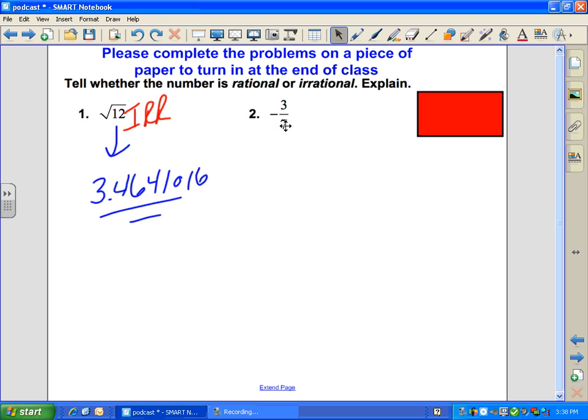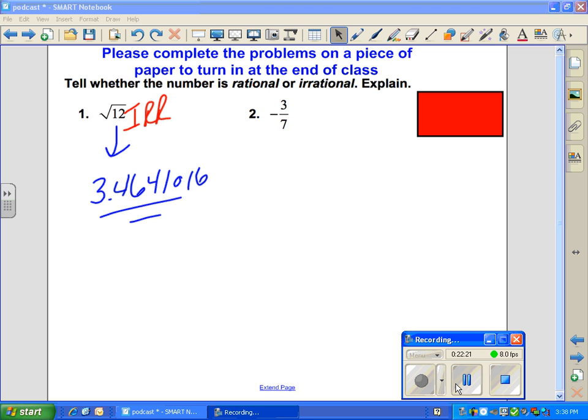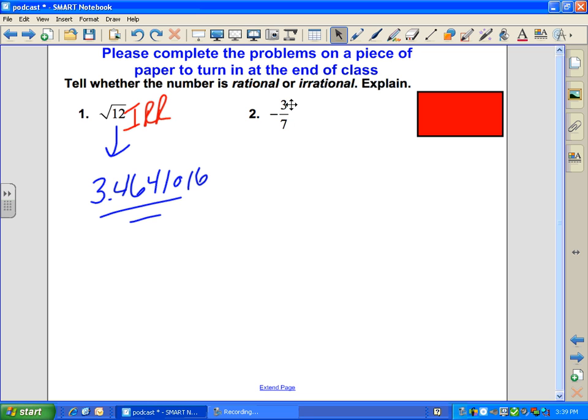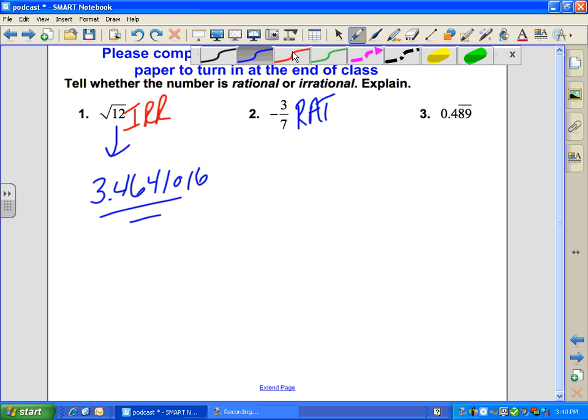Negative 3/7. By definition, negative 3/7 is a ratio of two integers. Since it is a ratio of two integers, it is a rational number. 0.489 repeating. Since this is a repeating decimal, repeating decimals are rational numbers.